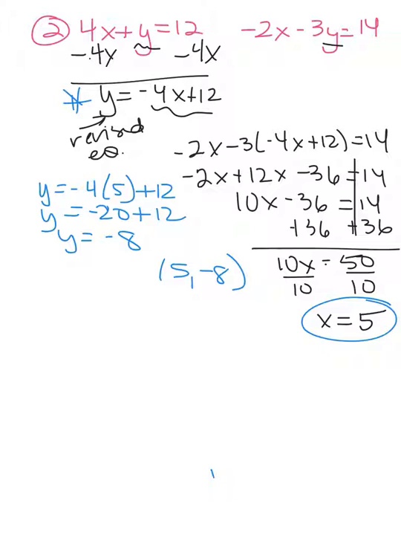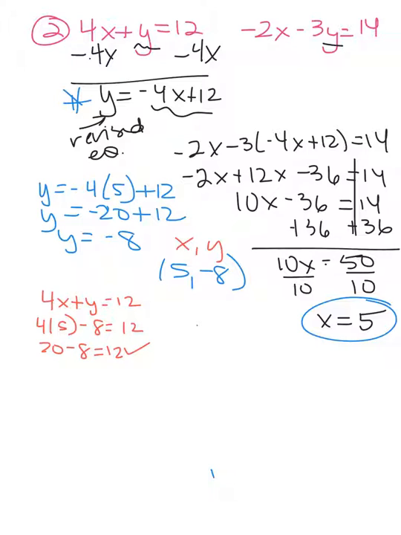I can check that again to make sure I'm accurate. So again, here's my first equation, 4x plus y is equal to 12. I'll substitute my values in. Here's x and here's y. So I have 4 times 5 minus 8 is equal to 12. This gives me 20 minus 8 is equal to 12, so that works.